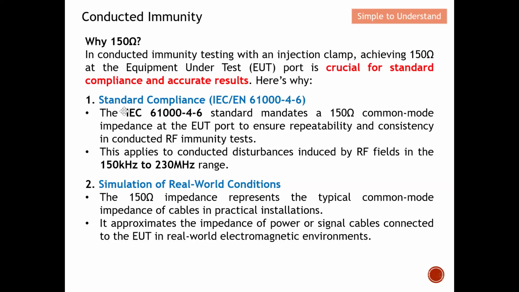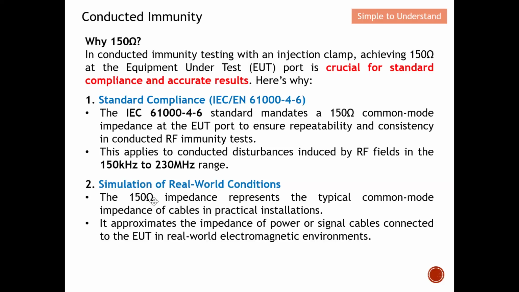So the standard compliance: the IEC 61000-4-6 standard actually mandates a 150 ohm common mode impedance at the EUT port so as to ensure repeatability and also consistency when we do this RF immunity test here. This applies to conducted disturbances induced by RF fields in the 150 kilohertz to 230 megahertz range here. So the next reason is because of the simulation of real world conditions.